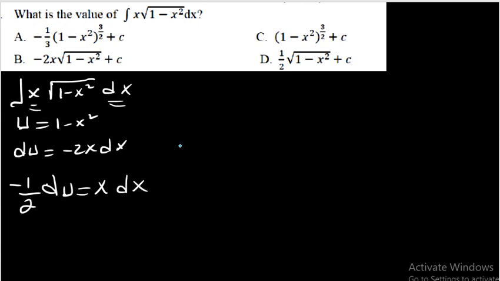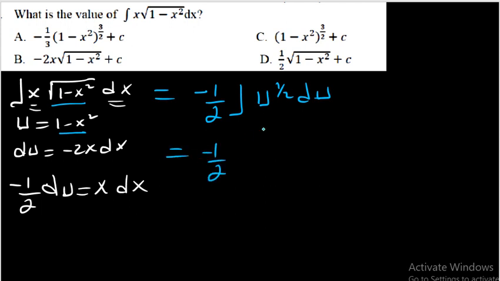Therefore this integral will be negative half kept outside, u to the power of 1 over 2 du remaining. Square root of u means the power is half, so this is equal to negative 1 over 2. When you integrate, it will be u to the power of 3 over 2 over 3 over 2, that means times 2 over 3, when you flip it, then plus c will be there.